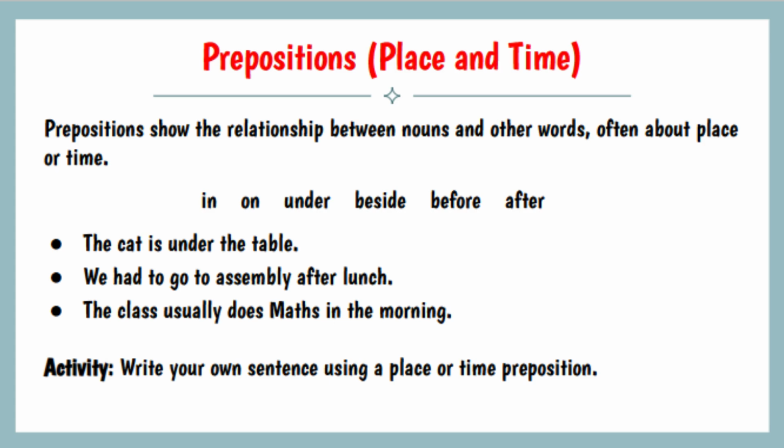Now let's look at some sentences. The cat is under the table. The word under tells us where the cat is. This is a preposition of place. Here is another example. We had to go to assembly after lunch. The word after tells us about time. This is a preposition of time.